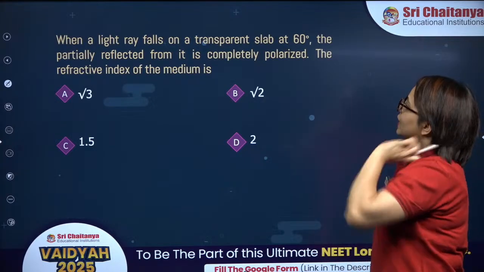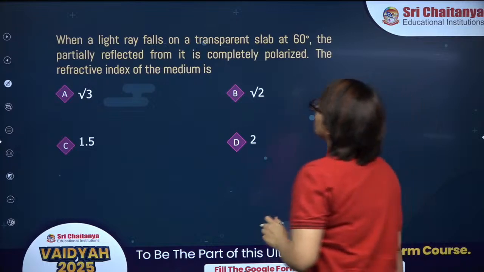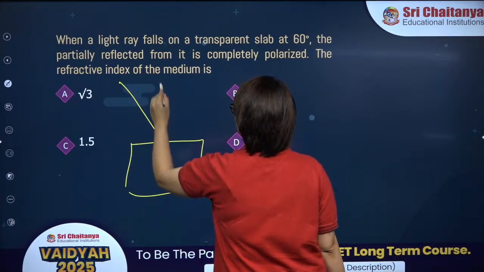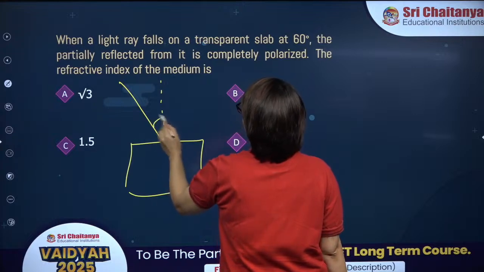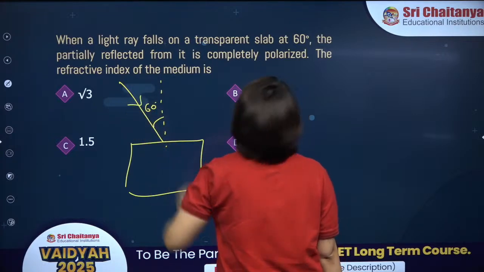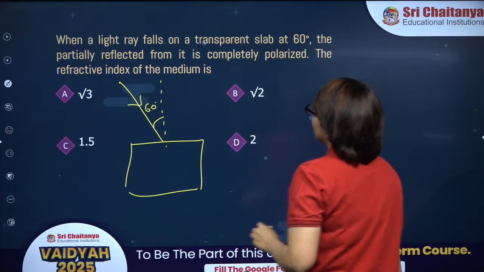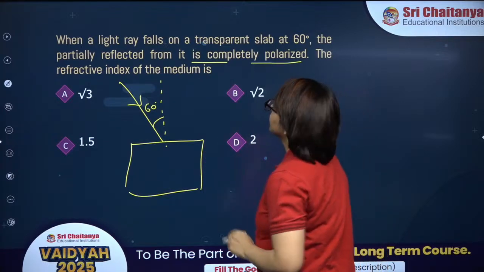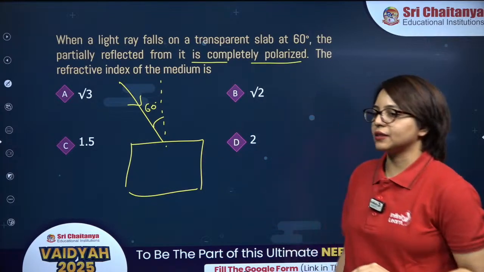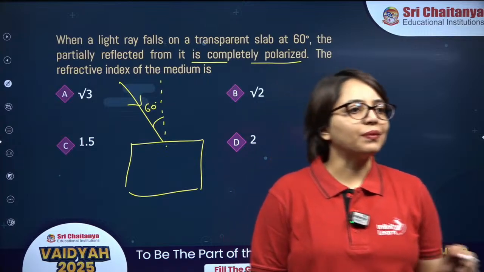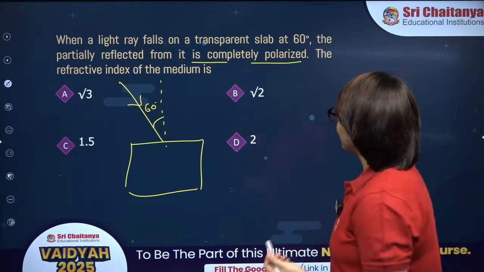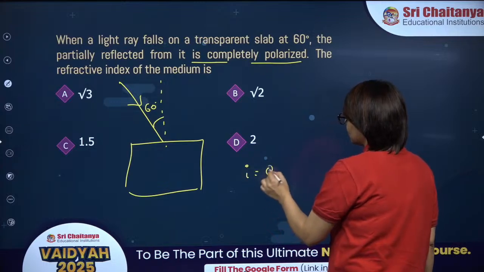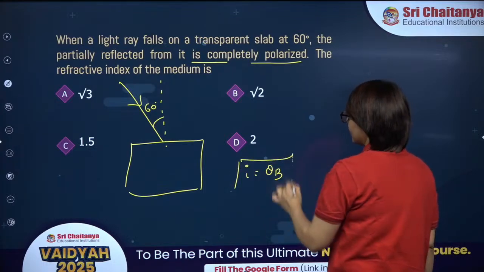Well done, guys. Now next is, when a light ray falls on a transparent slab at 60 degree angle like this, and the reflected light is completely polarized, the refractive index of the material is. So if the light is completely polarized over here, then what will happen? The angle of incidence should be equal to the Brewster angle, right?